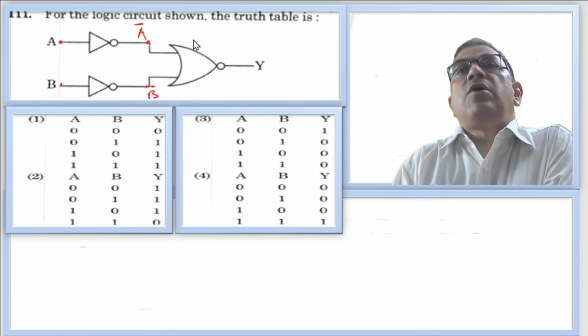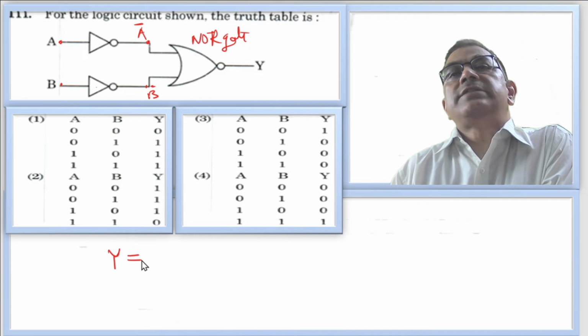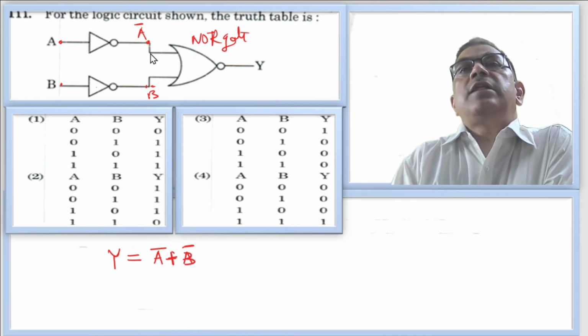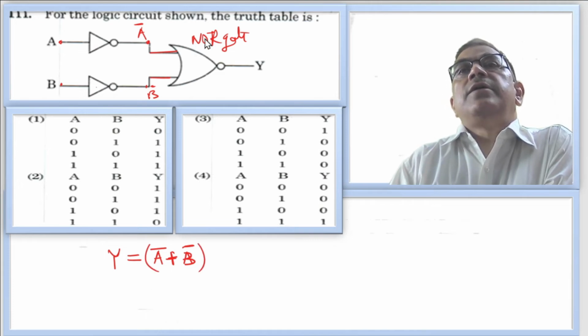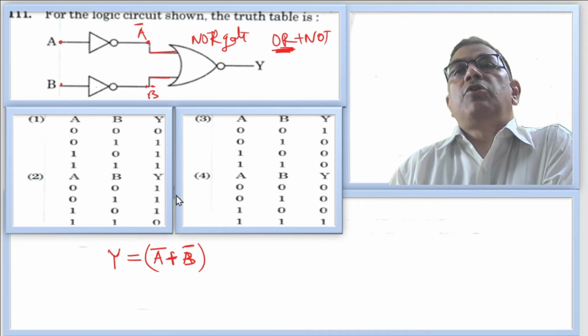So for this NOR gate, the inputs are A bar and B bar. What this NOR gate does is that Y is equal to, so it does the OR operation for the inputs A bar and B bar. First it does the OR operation, and then NOR basically does OR plus NOT operation. For the OR operation, this is what we'll write, and for the NOT operation, we'll write like this.